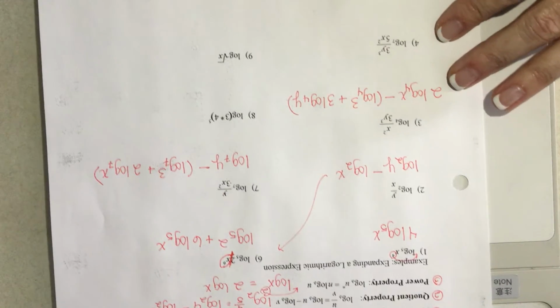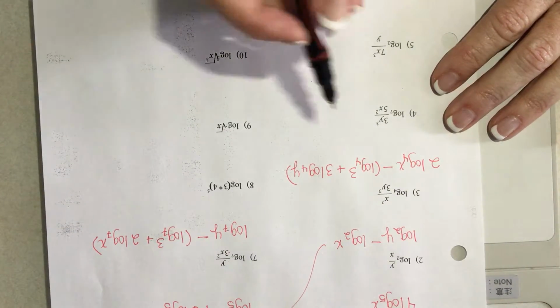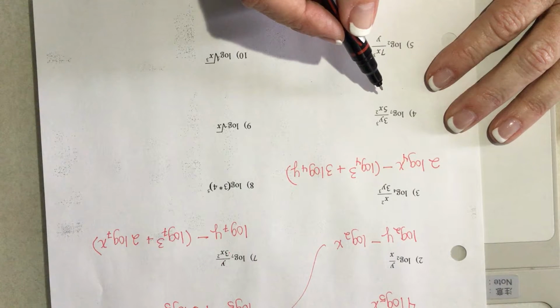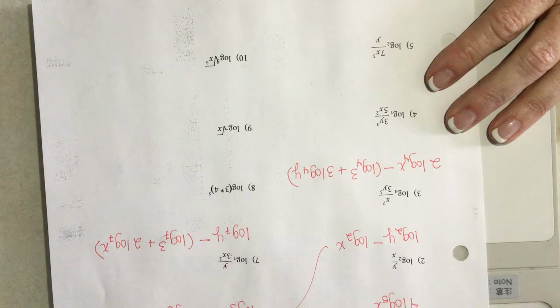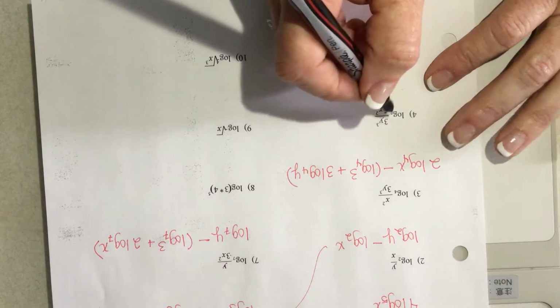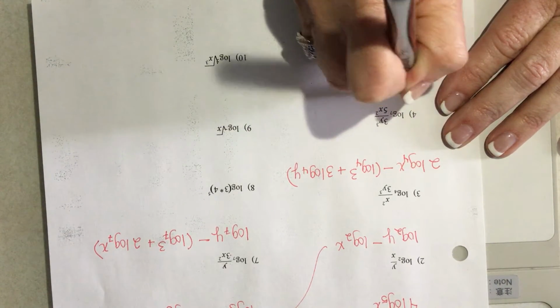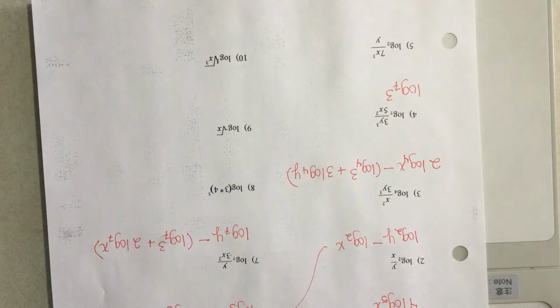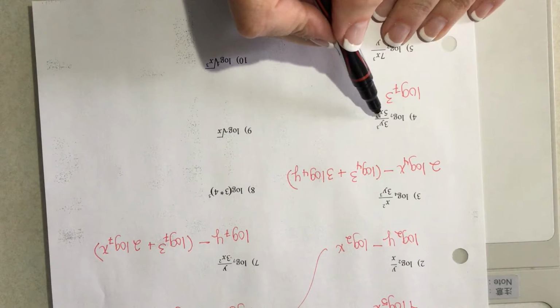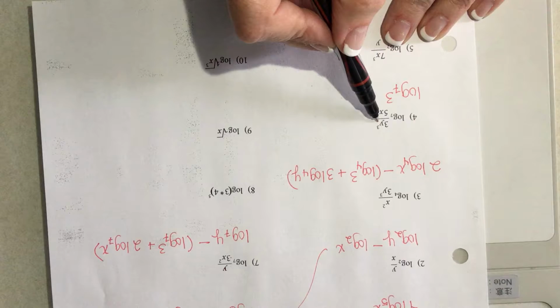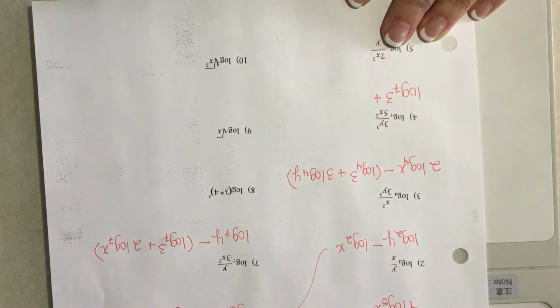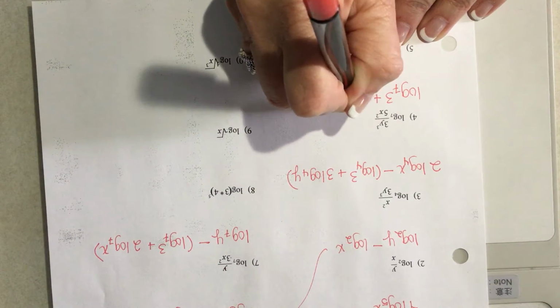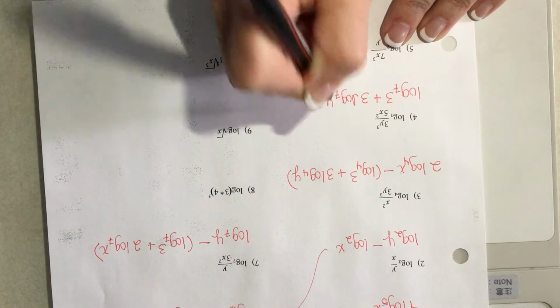Number 4. How many factors do I have on number 4? I have 4, so therefore, how many logs am I going to write? 4. 4 factors, 4 logs. So the first I have is log base 7 of 3. Then I'm multiplying this by y cubed. So the 3 has an exponent of it. So this is 3 log base 7 of y.